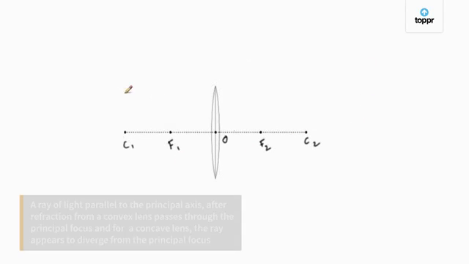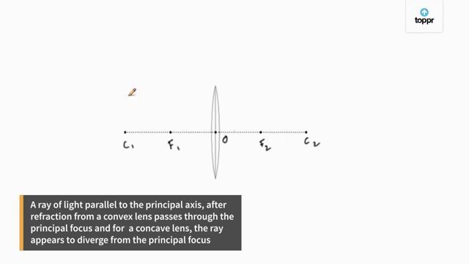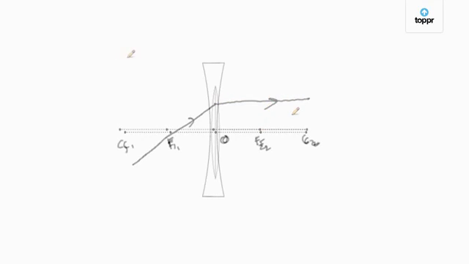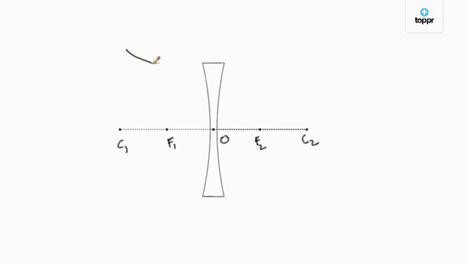Thus, we have seen a ray of light parallel to the principal axis after refraction from a convex lens passes through the principal focus, and in case of a concave lens, the ray appears to diverge from the principal focus. Now consider the case when a light ray passing through the focus strikes the lens. This ray after refraction is going to become parallel to the principal axis. Similarly, for a concave lens, a ray of light which is directed towards the focus after refraction from the concave lens will appear parallel to the principal axis.